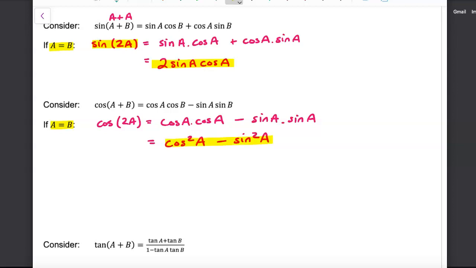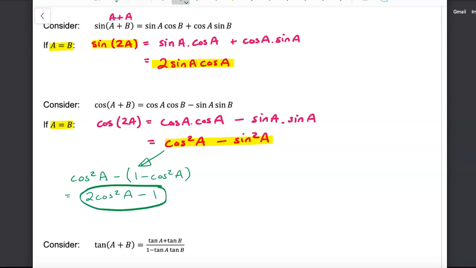Now, because we've got the sine squared and cos squared involved here, we can also manipulate these further using our Pythagorean identity. Let's consider first if we replaced the sine squared A with 1 minus cos squared A. So we'll keep the first cos squared A, and we're going to subtract 1 minus cos squared A. Well, this is equal to 2 lots of cos squared A subtract 1. And what this gives us is an alternative for the double angle identity involving cosine.